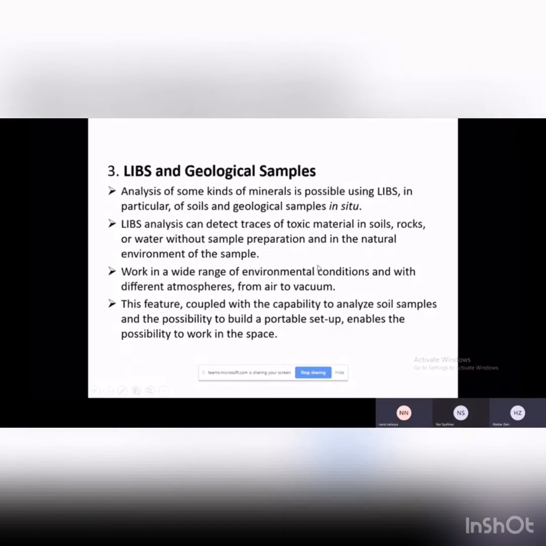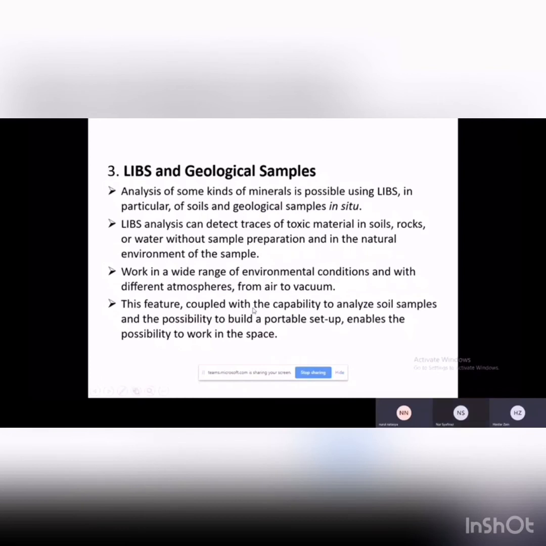Okay, so the third one is LIBS and geological samples. The first one is that analysis of some kinds of minerals is possible using LIBS, in particular of soil and geological samples in situ. The second one is LIBS analysis can detect traces of toxic material in soil, rocks or water without sample preparation and in the natural environment of the sample.